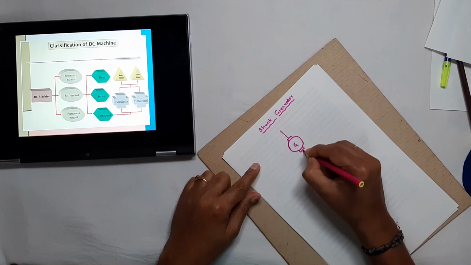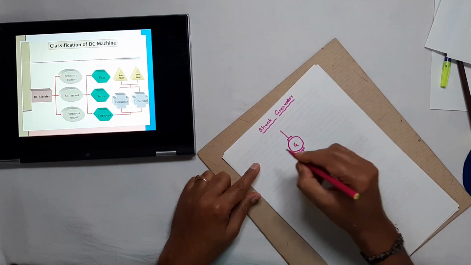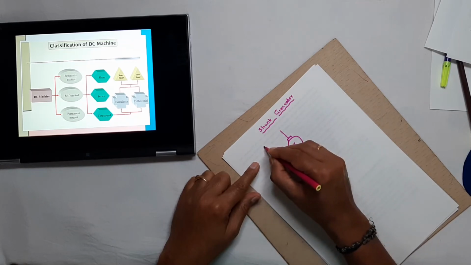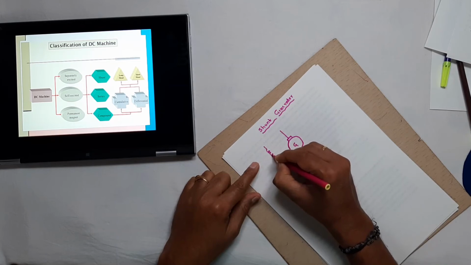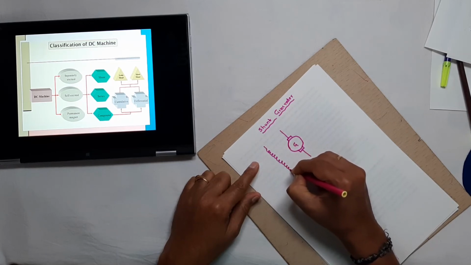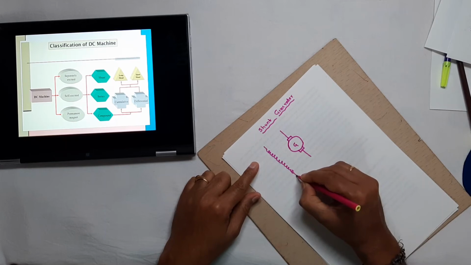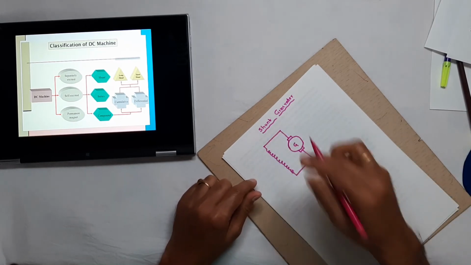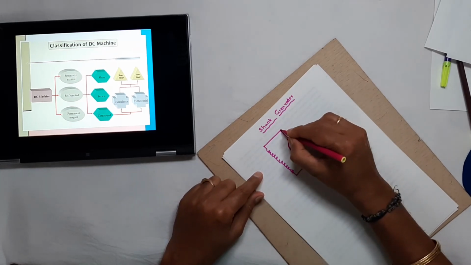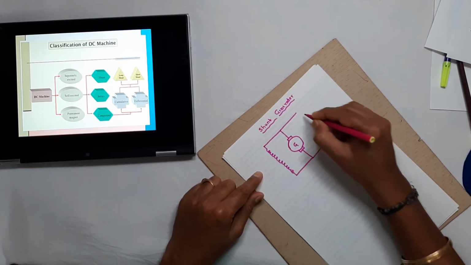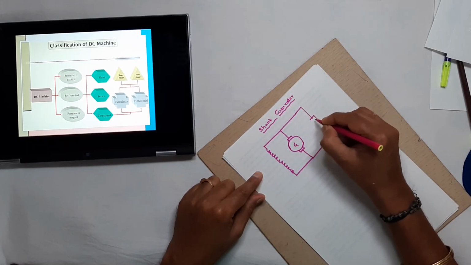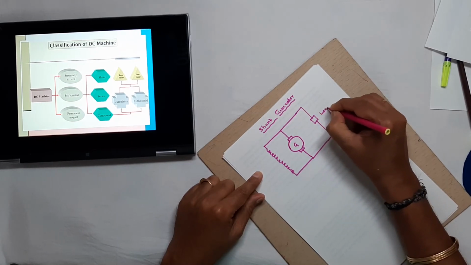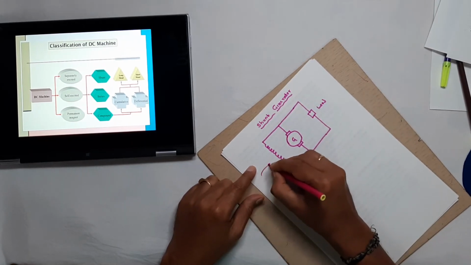See, this is your armature. Parallel to this, I am connecting the field winding. The field winding is connected across the armature, and from the other end it is connected to the load. It is a load. It is what we call a shunt field.